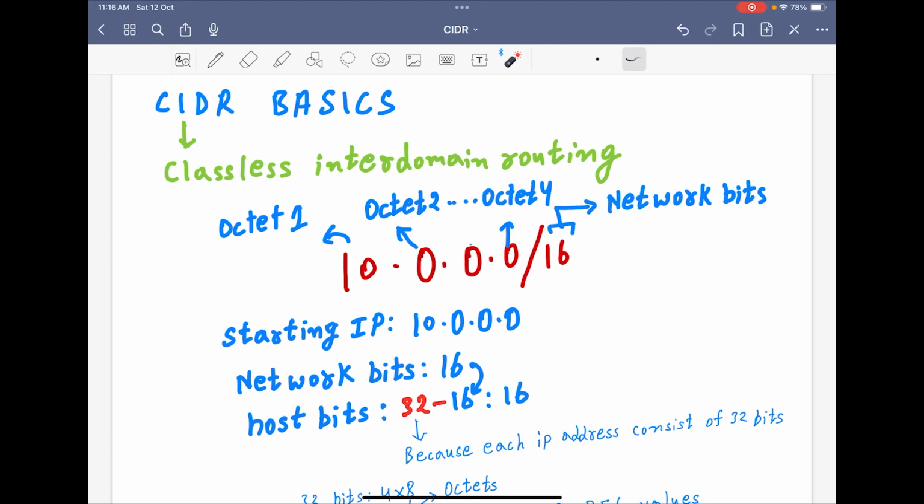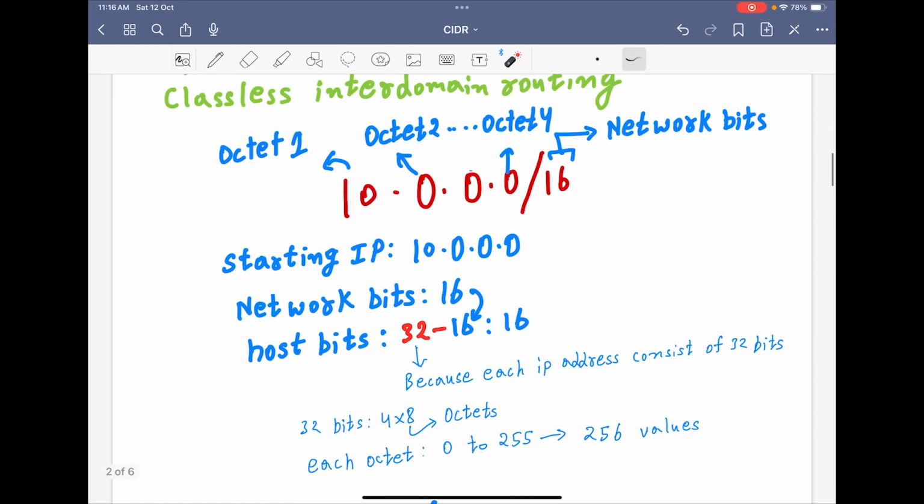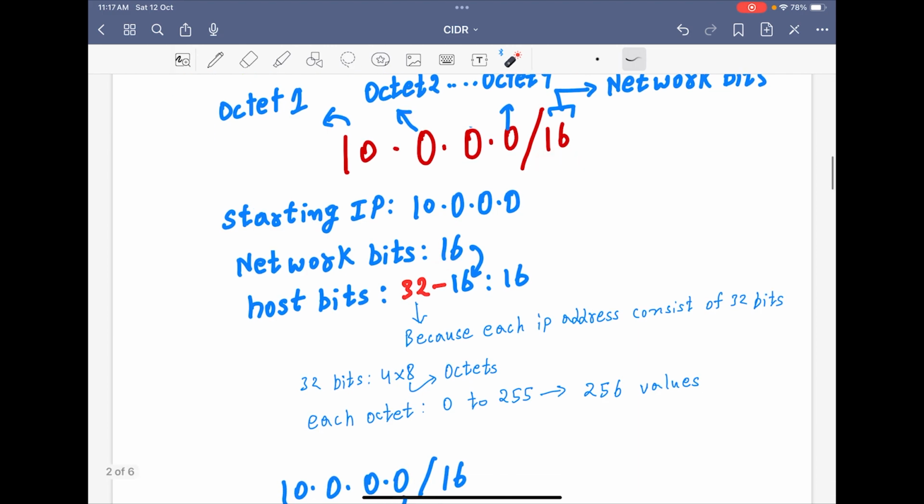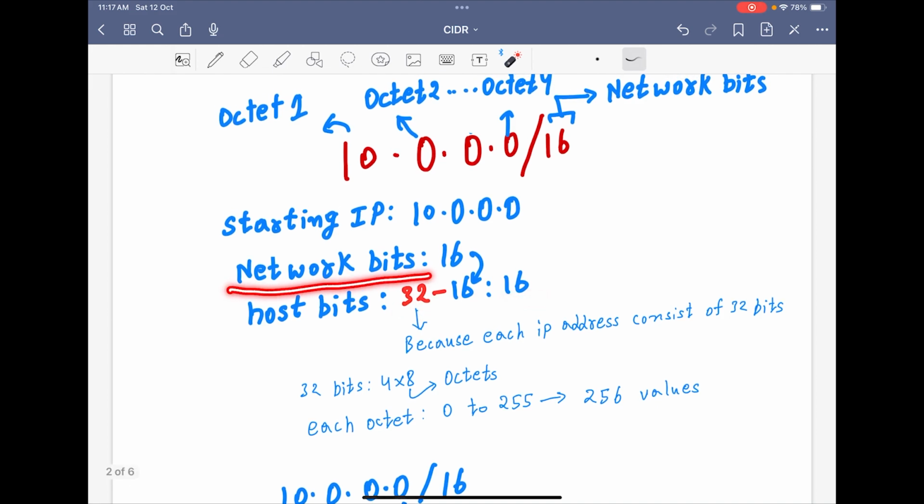So here this IP address consists of 4 octets. This is octet 1, octet 2 and so on. The starting IP of this particular CIDR range will be 10.0.0.0. Network bits will be 16 and host bits will be 32 minus 16, which is 16. The network bits are specified explicitly inside a range and host bits are specified implicitly inside a range.